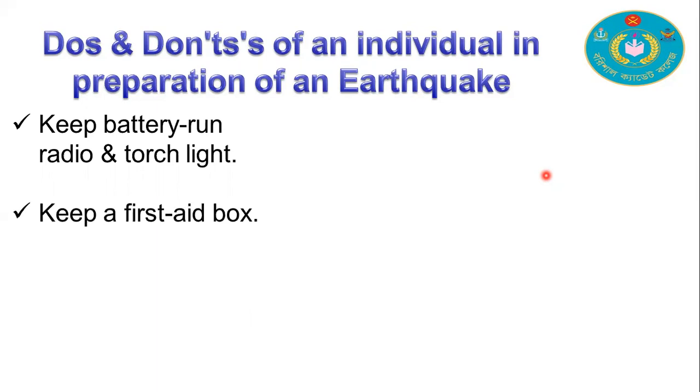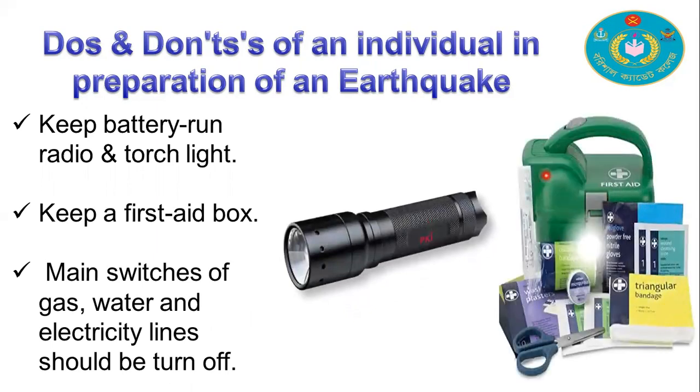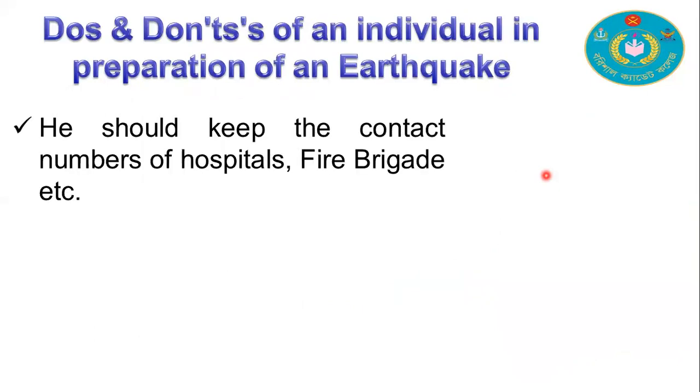They should keep a first aid box. The main switches of gas line, water line, and electricity line should be turned off. You can see the picture of torchlight and first aid box here. He should keep the contact numbers of hospitals, fire brigade, and some other essential institutions, because hospital and fire brigade are very much essential for any kind of disaster, not only for earthquake.